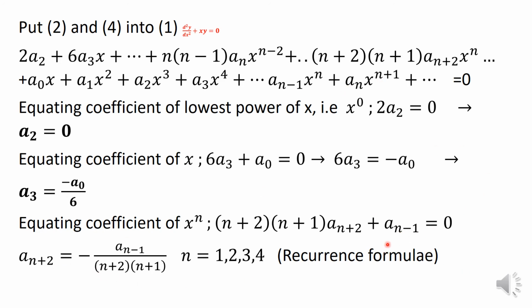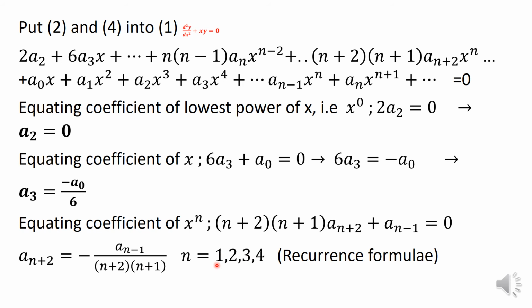So taking it to that side, it will be n+2 into n+1, we will take to that side also. So our relation will be a_{n+2} is equal to minus a_{n-1}, this side, right, divided by this part, (n+2)(n+1). This both we can take here, right? So now you can see here, this is the explanation.